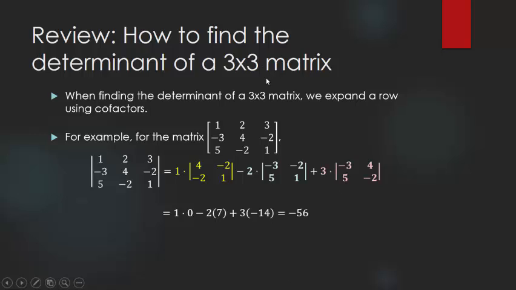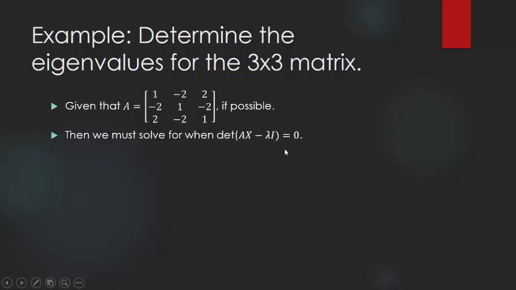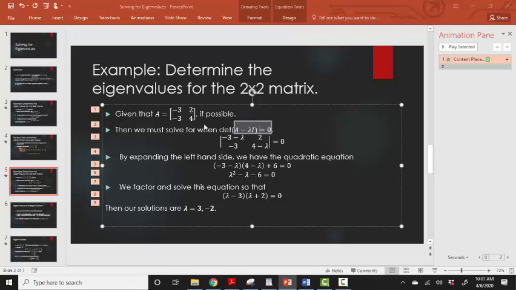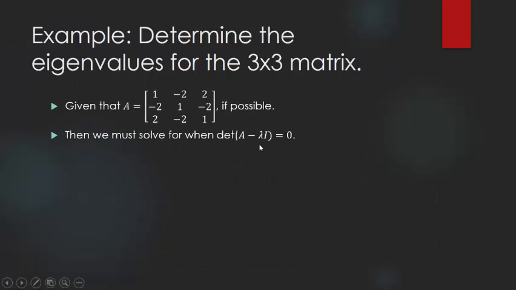The reason I was reviewing this is because the next problem I have here, we're going to determine the eigenvalues for a 3 by 3 matrix. So here A is given, and we want to solve this equation for when the determinant of A minus lambda I is equal to 0. So we will take the determinant of the 3 by 3, and the one change is we'll be subtracting lambda from the diagonal.